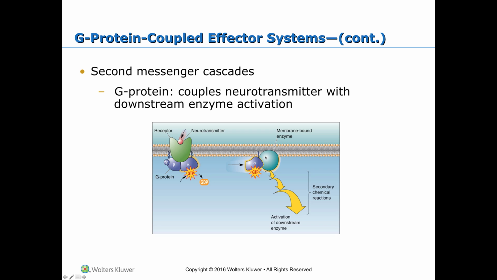The second effector system is second messenger cascades. So the G protein couples the neurotransmitter with downstream enzyme activation. So you have a neurotransmitter that binds to a receptor. This leads to alpha GTP, which can affect an enzyme, which can then create an activation of downstream secondary chemical reactions.